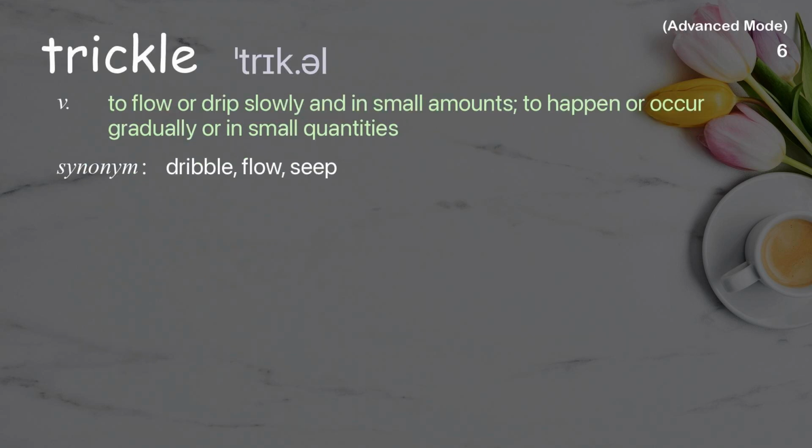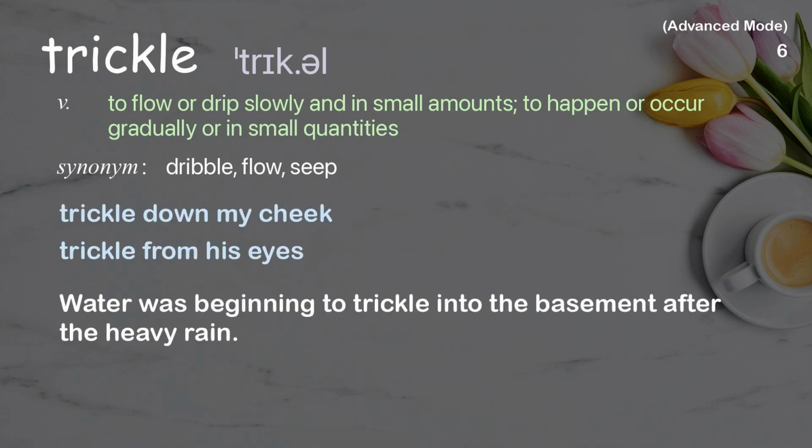Trickle. To flow or drip slowly and in small amounts, to happen or occur gradually or in small quantities. Examples: Trickle down my cheek. Trickle from his eyes. Water was beginning to trickle into the basement after the heavy rain.